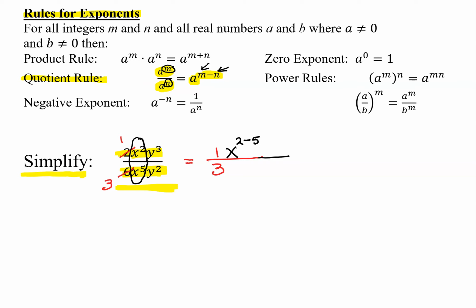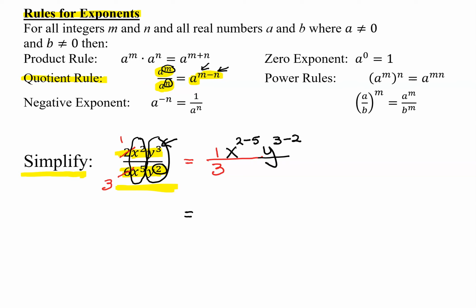Now let's repeat the process with the y's. So I'm going to have my answer of y's in the numerator, and then the exponent is going to be 3, because that's the exponent in the numerator, minus the exponent in the denominator, which is 2.